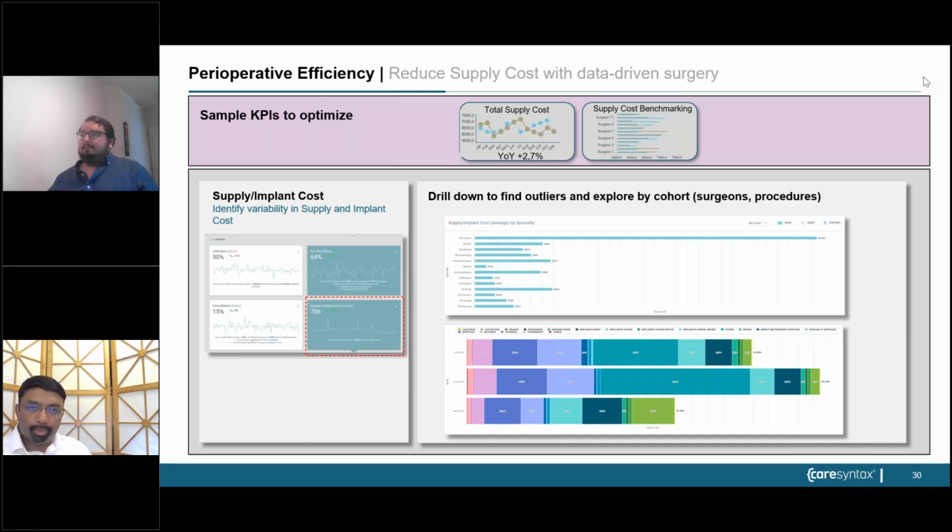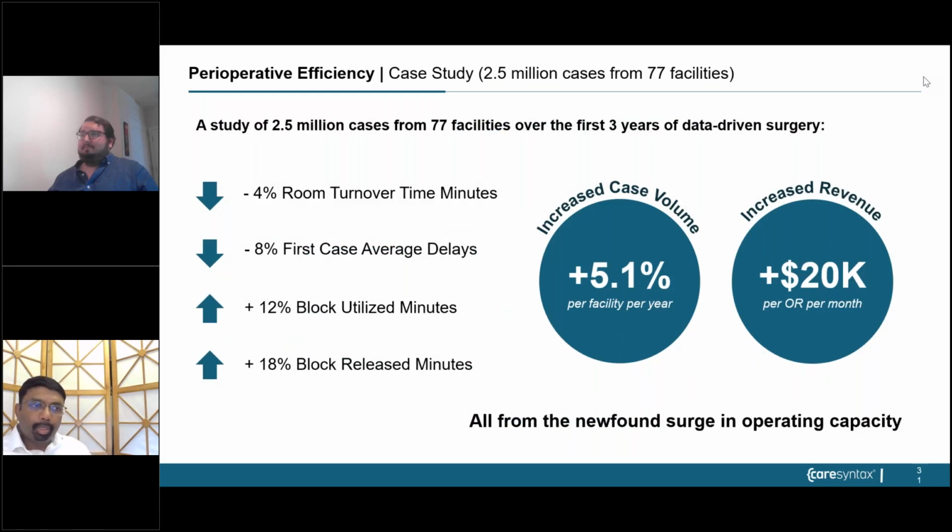Strategies have been useful to all of you folks who have been spending your time listening to this. But I want to leave you folks with some case studies that we have seen. So we looked at about 2.5 million cases from 77 facilities using our platform. And this is where we found some very interesting information.